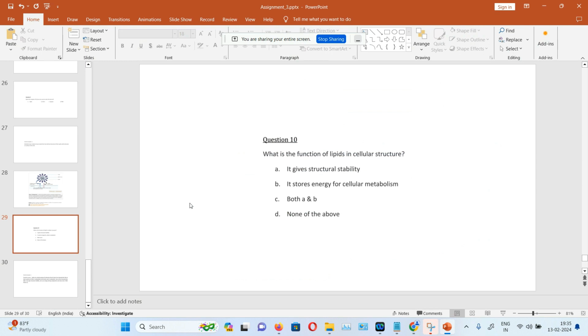What is the function of lipids in cellular structure? What function will the lipid do? So it's a direct question. Options: it gives structural stability, it stores energy for cellular metabolism, both A and B, or none of that.